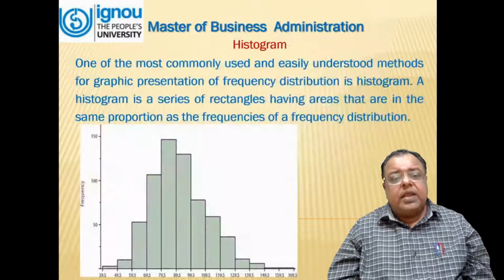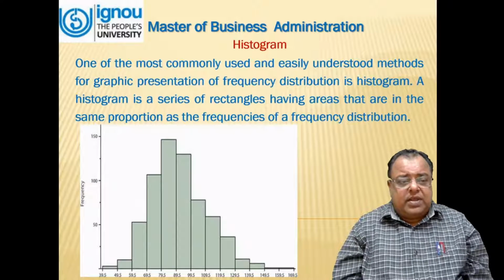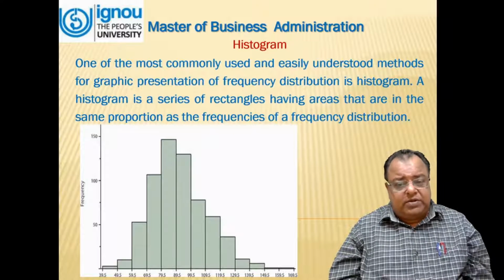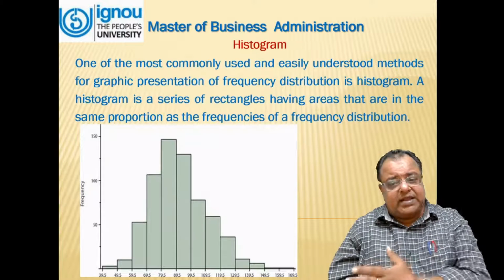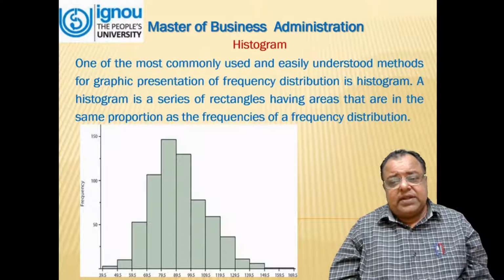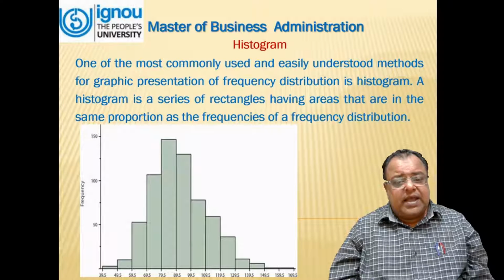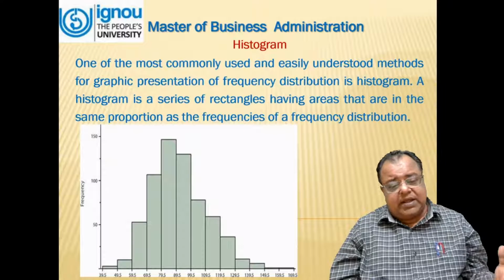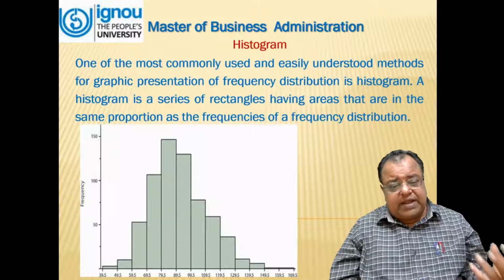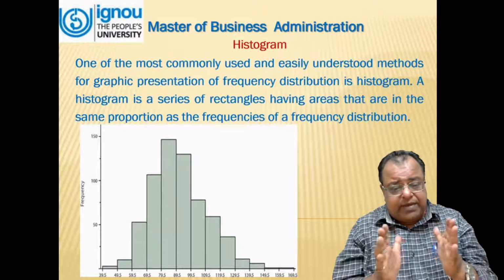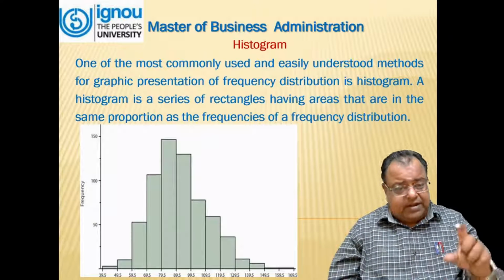We move on to the next one, the histogram. This is one of the most commonly used and easily understood methods of graphical representation of frequency distribution. A histogram is a series of rectangles having areas that are in the same proportion as the frequencies of the frequency distribution. So along the x-axis we take up the class intervals and along the y-axis we take up the frequencies. There is no gap in between the rectangles.